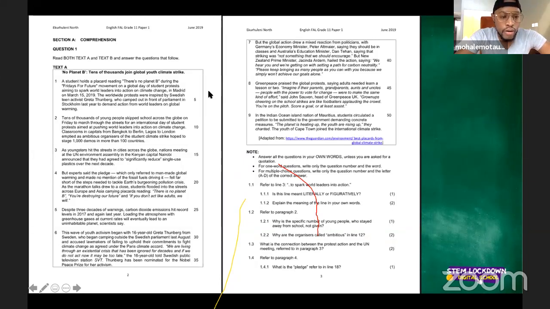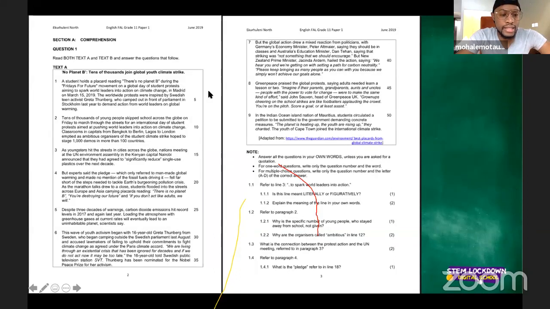Despite 3 decades of warnings, carbon dioxide emissions hit record levels in 2017 and again last year, loading the atmosphere with greenhouse gases that, at current rates, will eventually lead to an uninhabitable planet, scientists say.